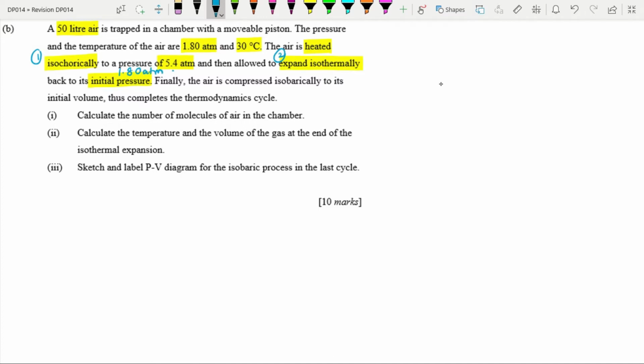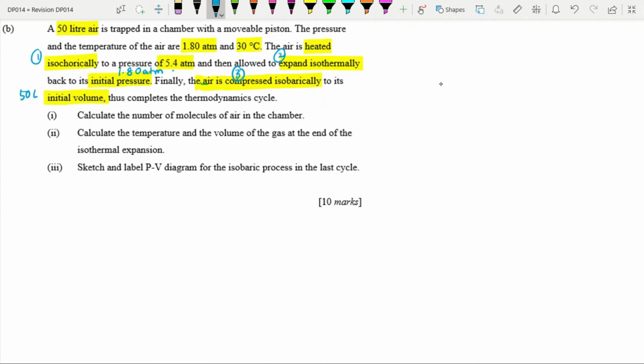And then finally the air is compressed isobarically. Isobaric means pressure is constant, to its initial volume. So the initial volume is 50 liters again. Okay, so 50 liters. Alright, this completes the thermodynamic cycle. So that is the third process, isobaric compression.